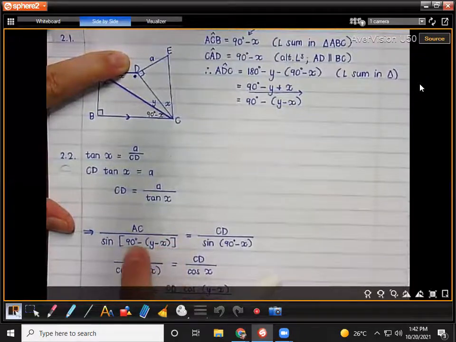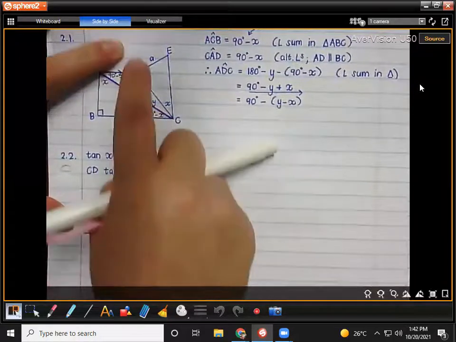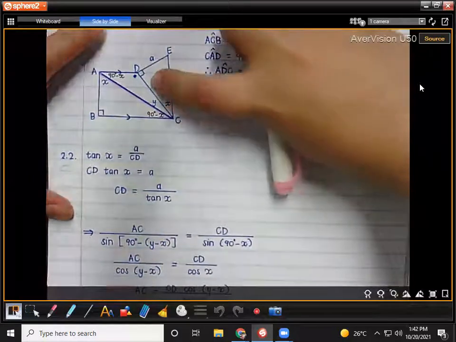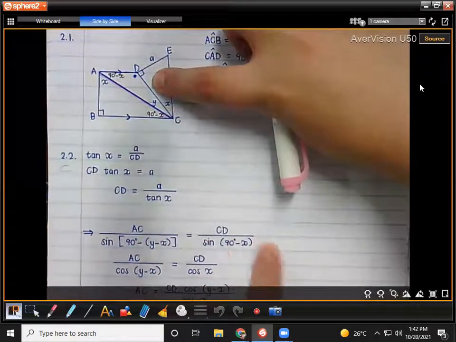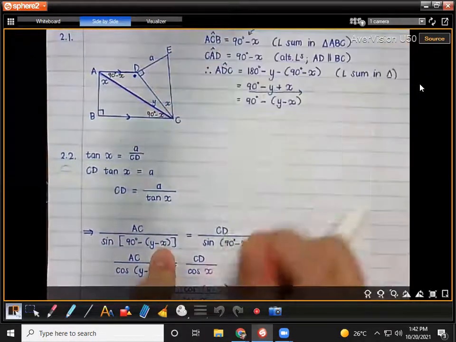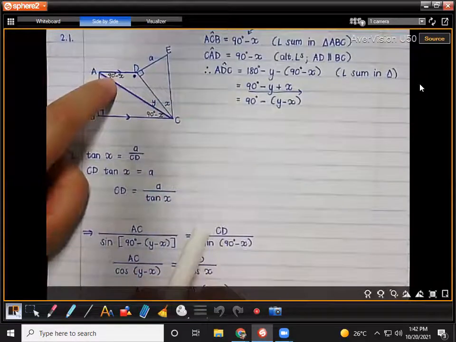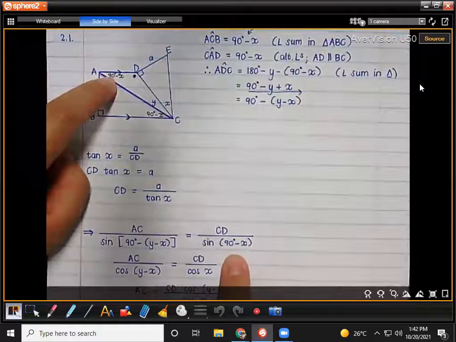So that I can get rid of that 90 minus. Okay? So it's AC over sine of the opposite angle is equal to CD, which I did find there, but I'm going to sub that in later. CD over sine of the opposite angle, which is 90 minus x. Which again, I'm going to have to simplify.